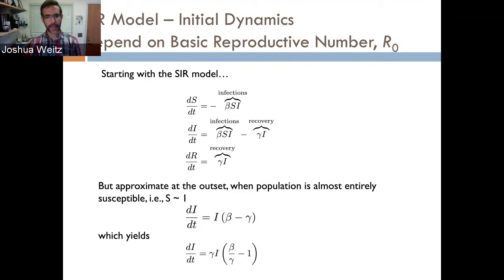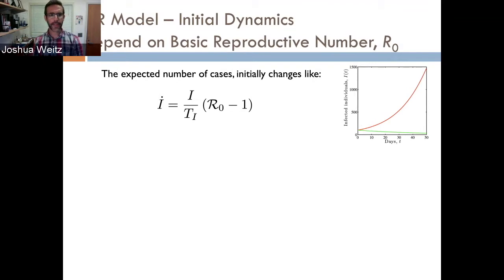Because recall again that R0 is the average number of new infections caused by a single infectious individual in an otherwise susceptible population. A single infectious individual will be infectious for a period 1 over gamma. So that's the time, multiplied by the transition rate, tells you exactly the number of average infections we expect. And if the average number of infections is greater than 1, that one individual leads to more than one case on average, and so on and so forth, and we get an exponential growth.